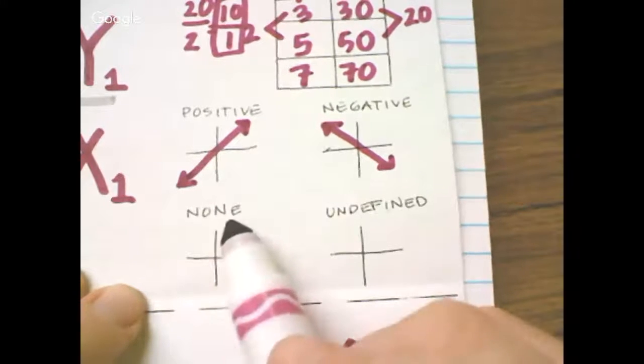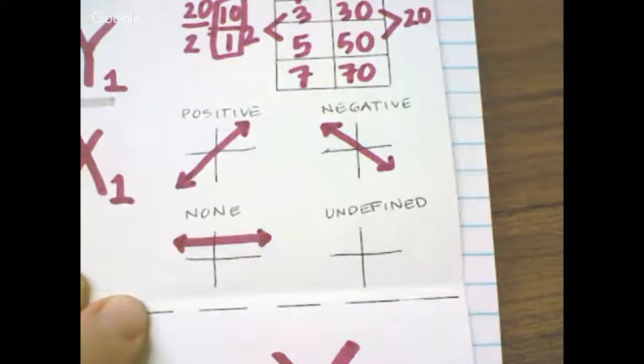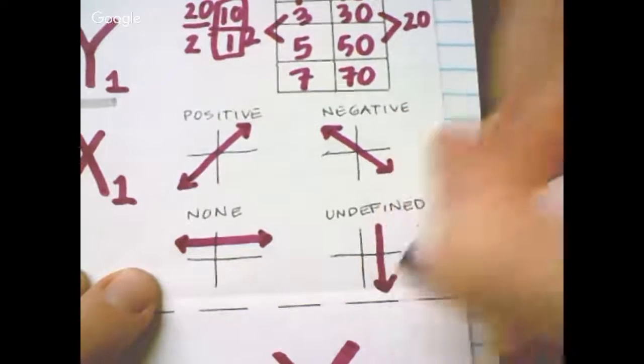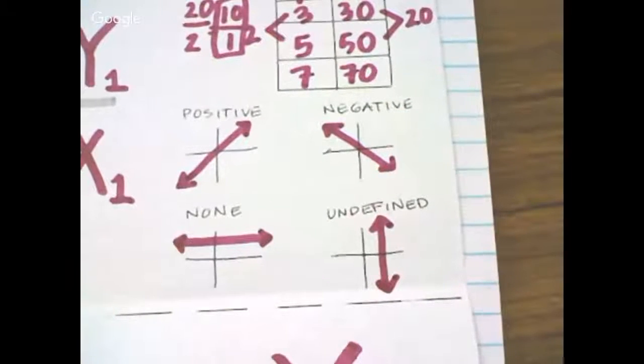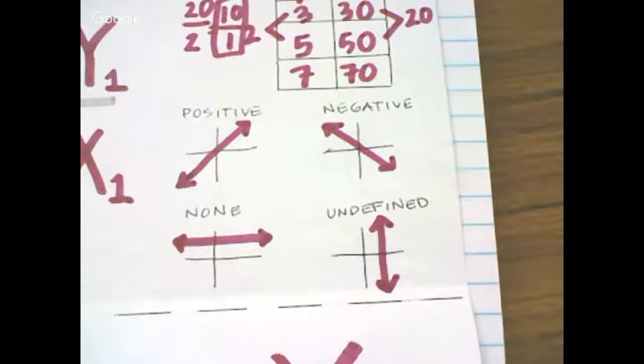If I have no slope or no change, then my line's just going to be flat. Nothing is changing, it's just straight across. Undefined is when I'm in one spot, but my change is in the y. Okay, so I can result in one of these four options.